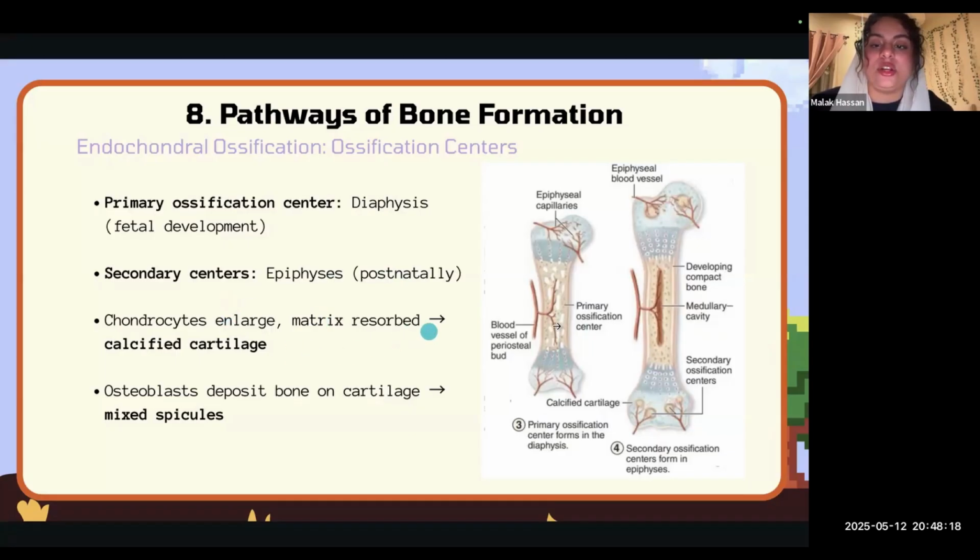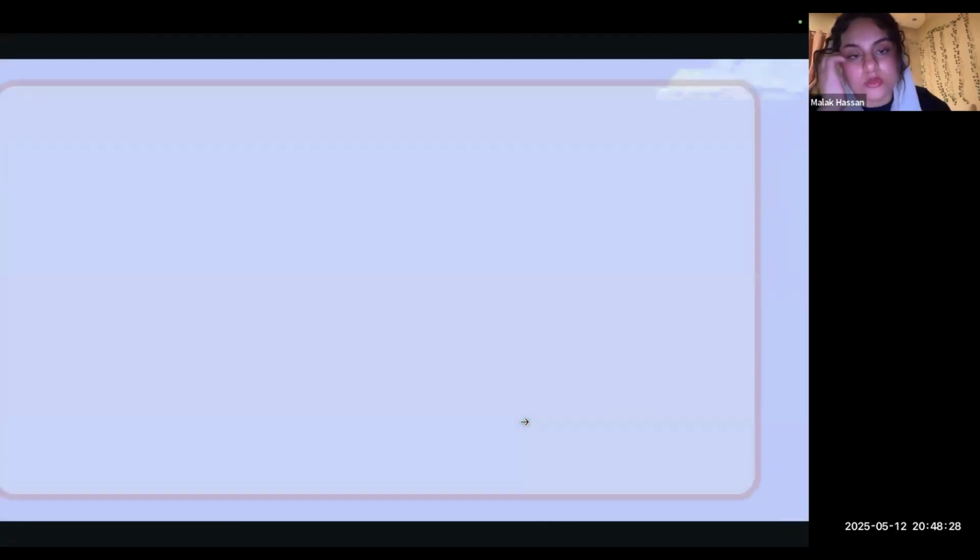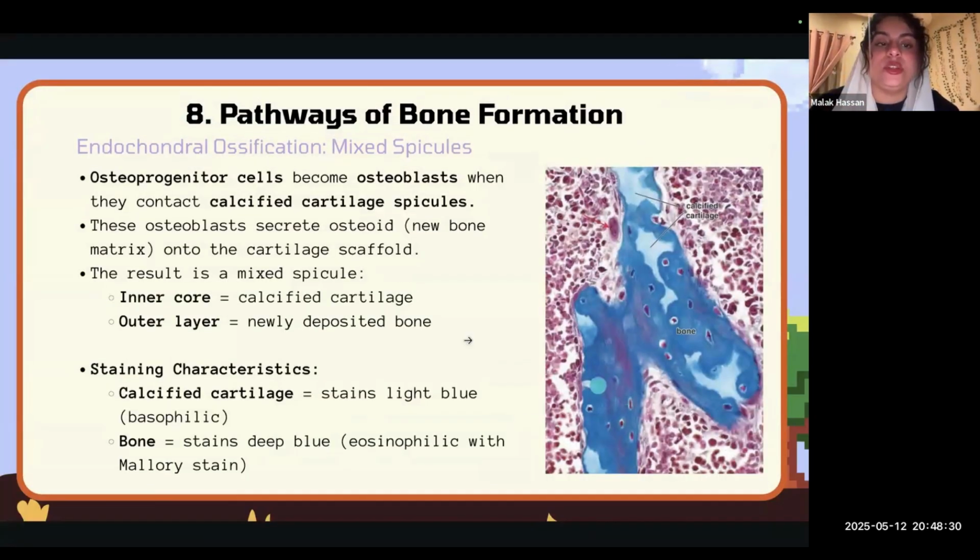Chondrocytes, like we said, are going to enlarge, and it's going to lead to calcified cartilage. Now, if osteoblasts deposit bone on cartilage, then you have something called mixed spicules, and we're going to talk about that right now. What are mixed spicules? Basically, whenever osteoprogenitor cells contact calcified cartilage spicules, they're going to become osteoblasts. And these osteoblasts are going to secrete osteoid onto the cartilage scaffold, and the result is a structure that looks like this.